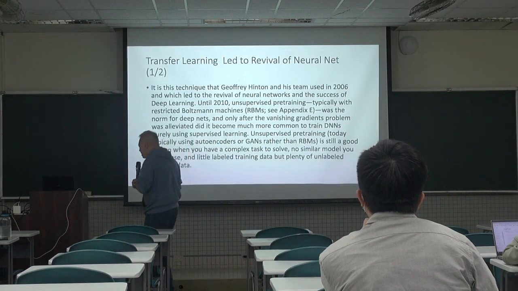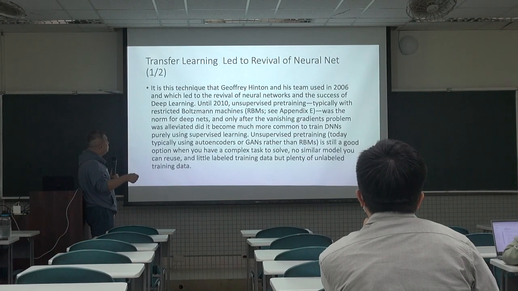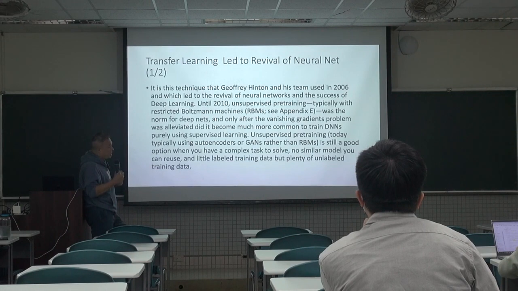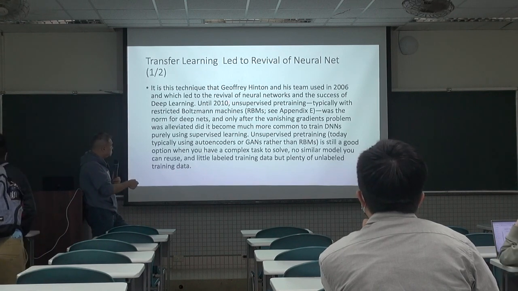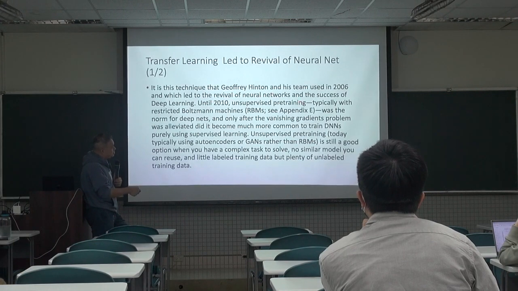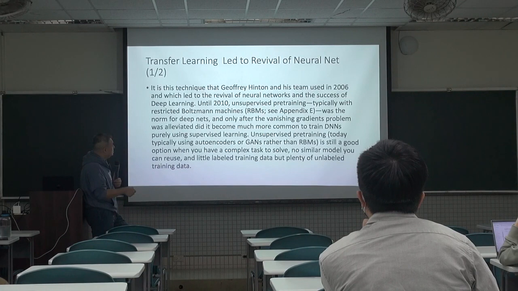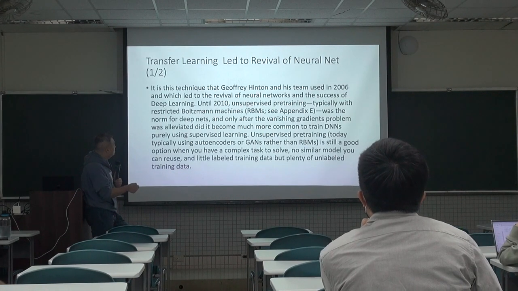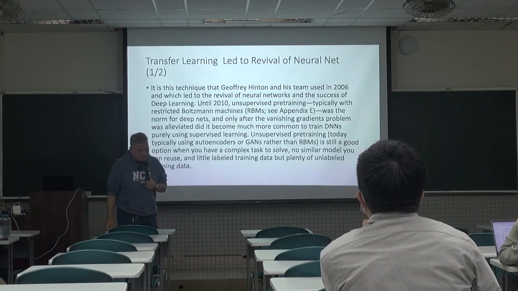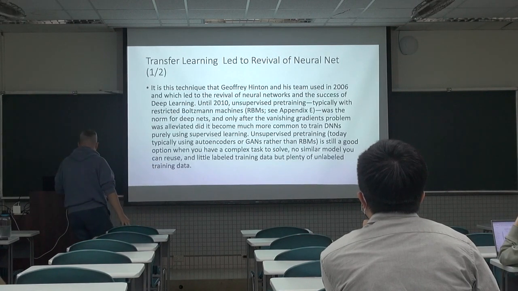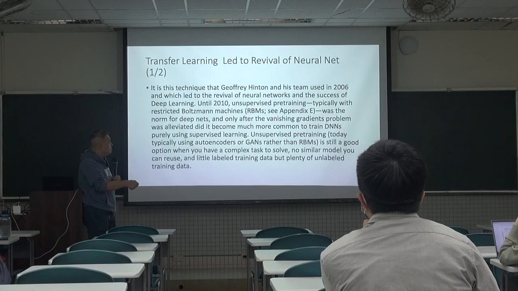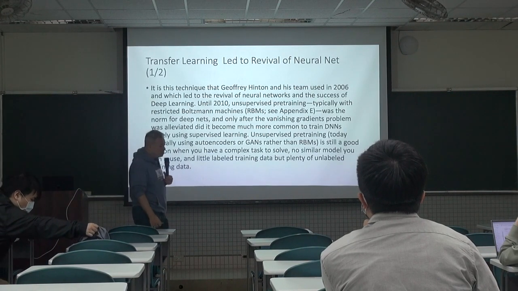This technique is actually quite famous, because Geoffrey Hinton used this technique in 2006 to train a deep neural network, which marked the revival of neural networks. At that time, the model they used was called the restricted Boltzmann machine, a special neural network. We are not going to talk about it, but if you are interested, you can check out Appendix E for the details of this model.